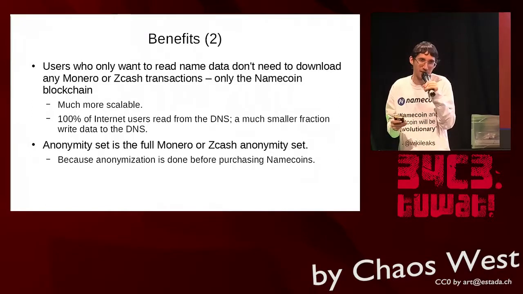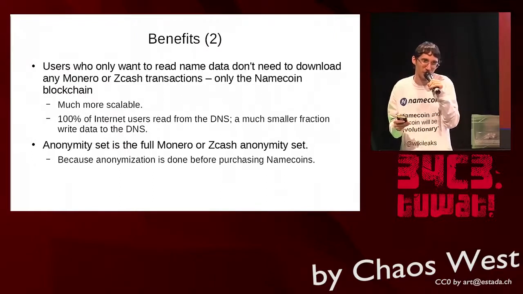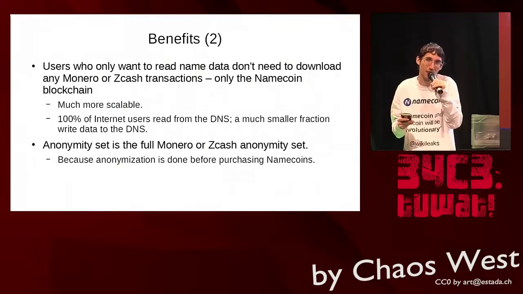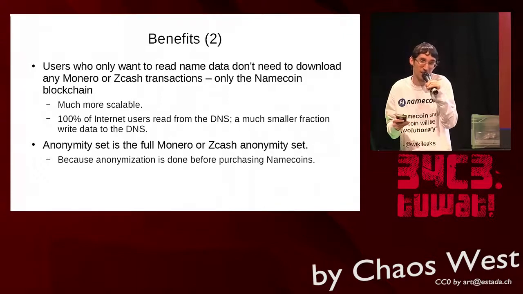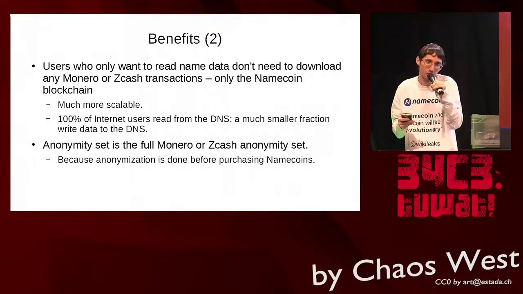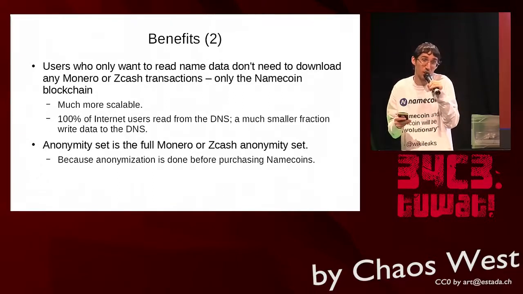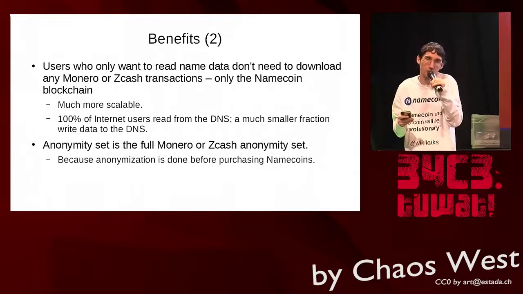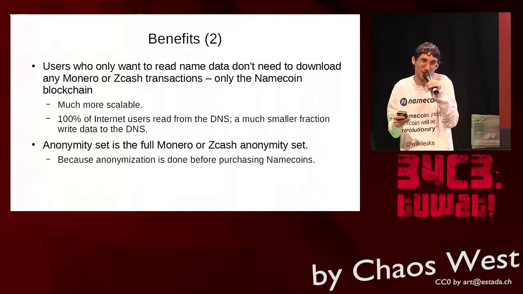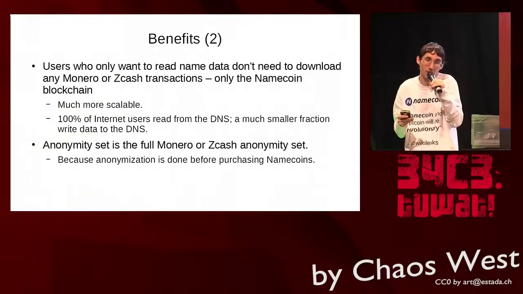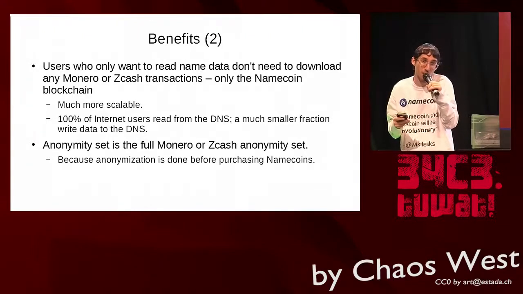For scalability, this makes a lot of sense also, because since the ring signatures and ZK snarks stay on the Monero and Zcash blockchains, users who just want to read data from the blockchain with Namecoin don't need to ever process that information. And so as a result, the vast majority of Namecoin users don't need to process that information. For example, if you look at the DNS, pretty much 100% of the world population that uses the internet is using DNS to read data. The number of users in the world who write data to the DNS is vastly smaller. So if we can make things more scalable for that much larger set of people, that is a huge, huge win.